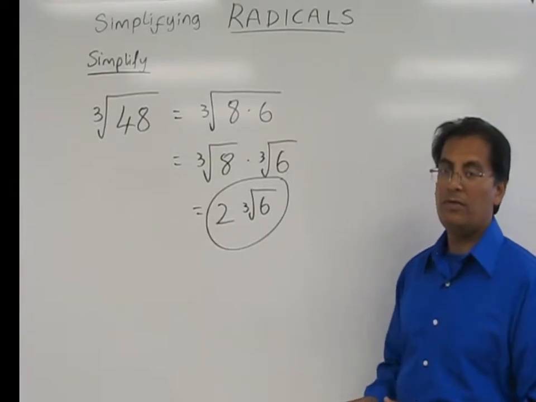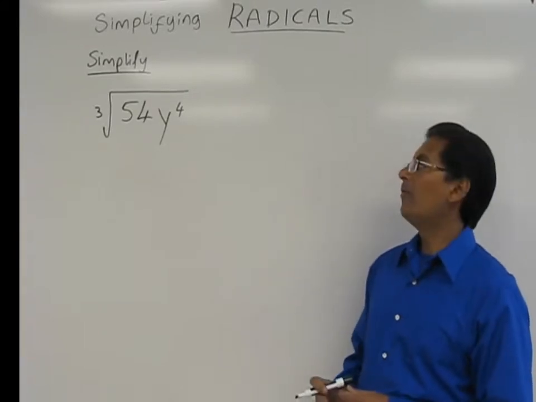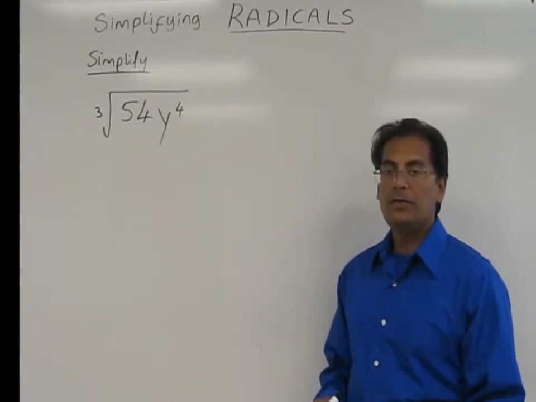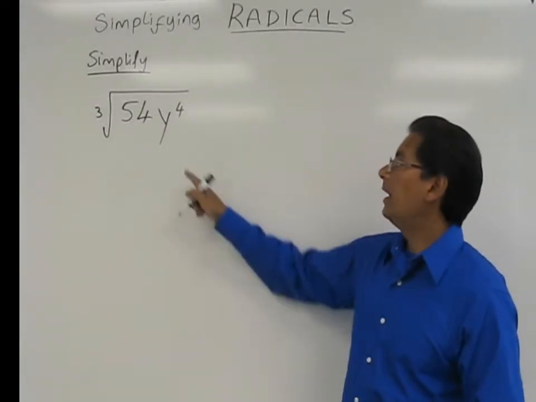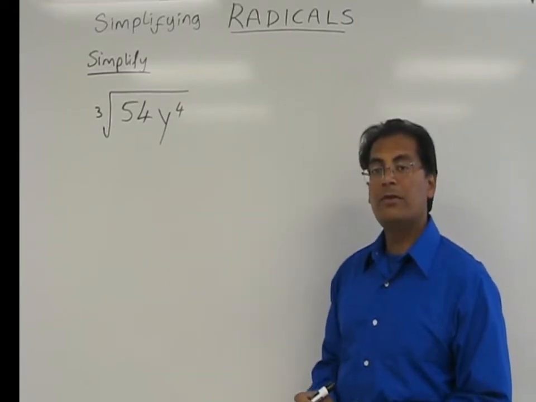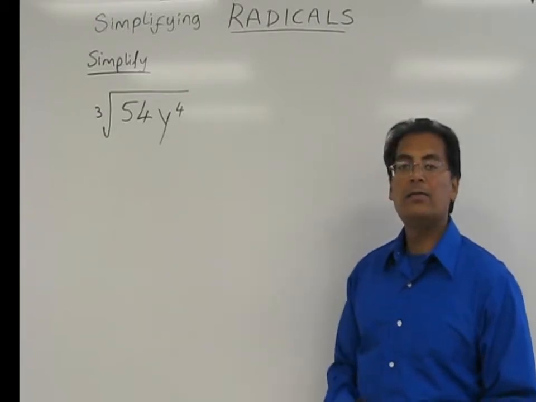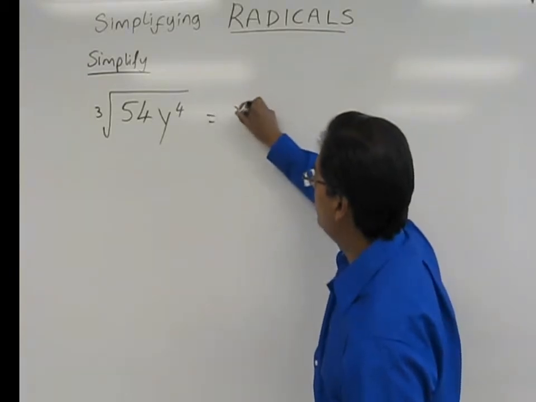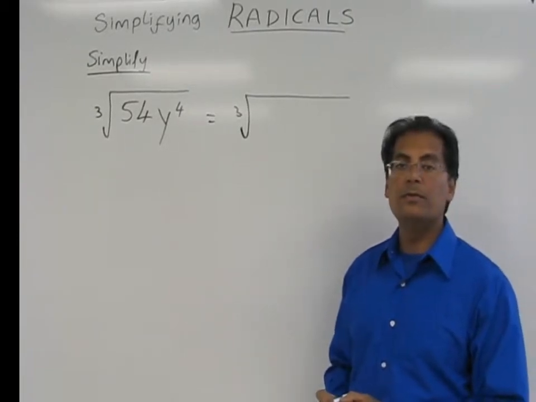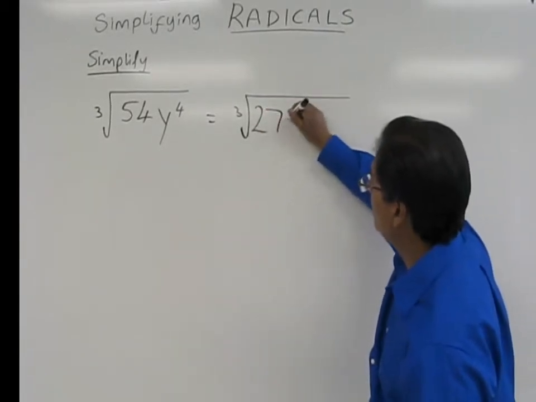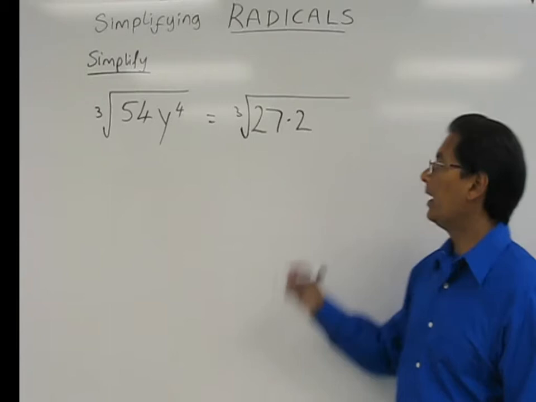Now we can also do this with variables. Suppose I want to simplify the cube root of 54 times y to the fourth. Now again, we have to break down the number into a perfect cube times something else, if it's not already, which it isn't. And also the variable. Now the power in the variable has to be divisible by 3. So we want to break down this power to a power divisible by 3. So what we can look at is 54 is 27 times 2, and 27 is a perfect cube. So we'll write 54 as 27 times 2, and y to the fourth can be broken down into y cubed times y.